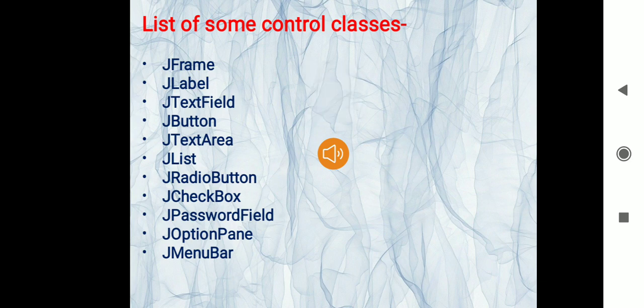These are some of the control classes used in Java. JFrame is for the frame control, JLabel is for the label control, JTextField for the text field control, JButton for the button control, JRadioButton for the radio button control, JTextArea for the text area control, and so on. The list is shown in this slide.